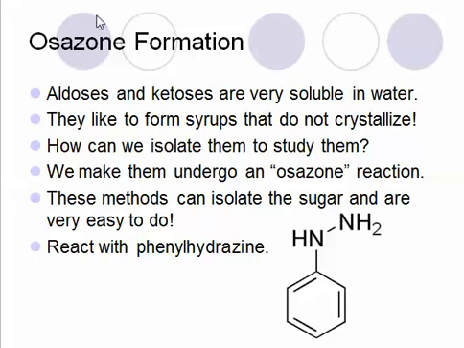So how do we make an osazone? That's the question. What we do is that we react it with phenylhydrazine. Phenyl, of course, is coming from this ring system of benzene, and hydrazine is coming from this nitrogen to nitrogen bond, so NH-NH2. So we take phenylhydrazine and we react it with a sugar, and we end up with what we call an osazone.